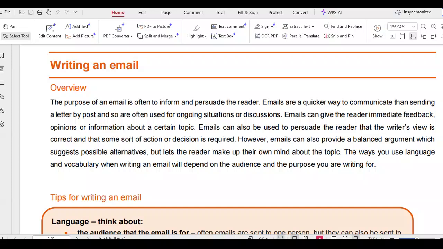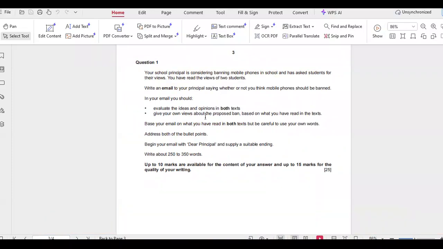So as this task requires you to write an email to your principal, that means that your tone is supposed to be quite formal. So far, with the reading of question number one, we have identified two things. Number one, our purpose, and number two, our tone.